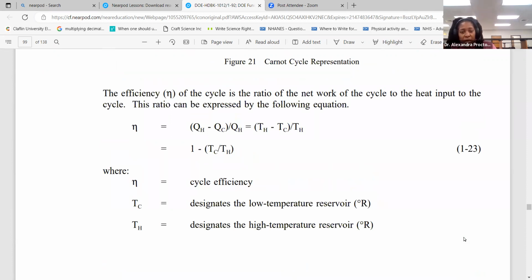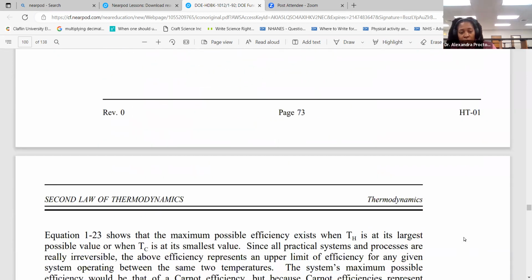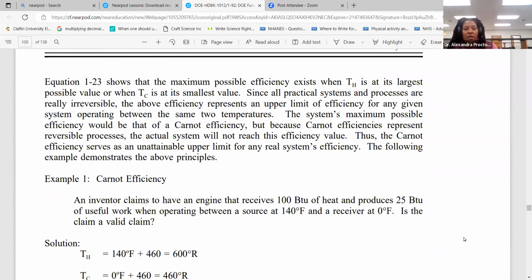So you'll need both. You need the equation and you'll need the definition of variables. So example 1.20, equation 1-23 shows the maximal possible efficiency exists between TH, when TH is at its largest possible value, and TC, when the temperature of that is at its lowest possible value. And since all practical systems and processes are really irreversible, the above efficiency represents the upper limit.